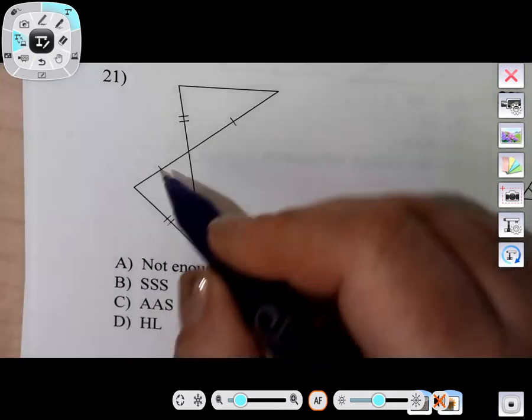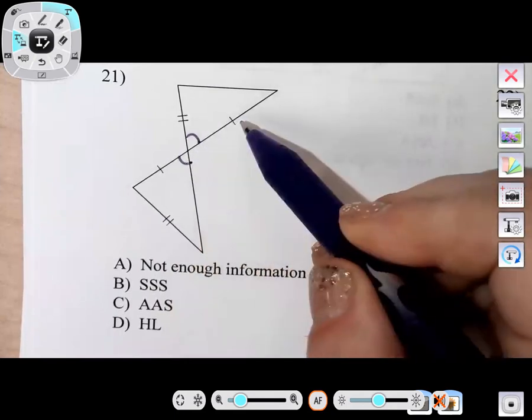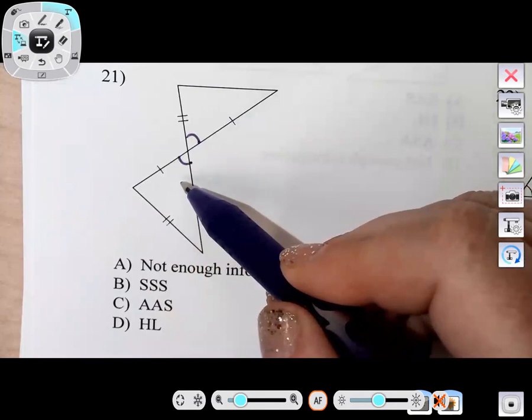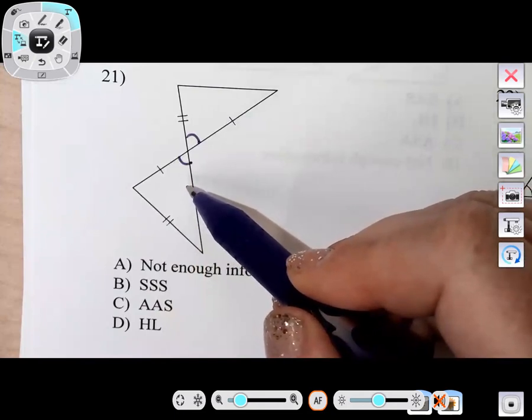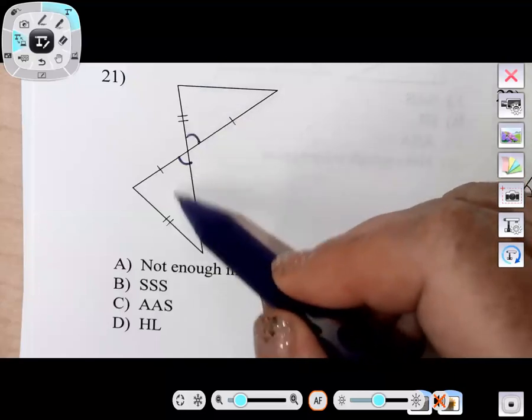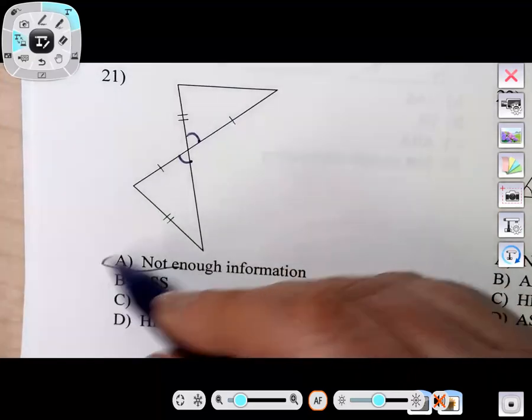Yes. So you might feel like this one should be SAS, and I would almost agree with you because you do have a pair of vertical angles. The top triangle is SAS, but the bottom one's not. Remember, they both have to be marked the same way. And these are not, right? You have SAS on top, but then on the bottom, you have the bad word. We can't have that. So we're going with A, not enough info.